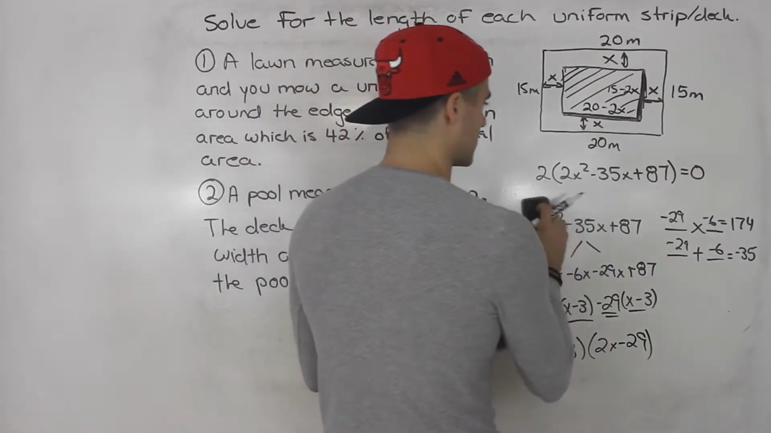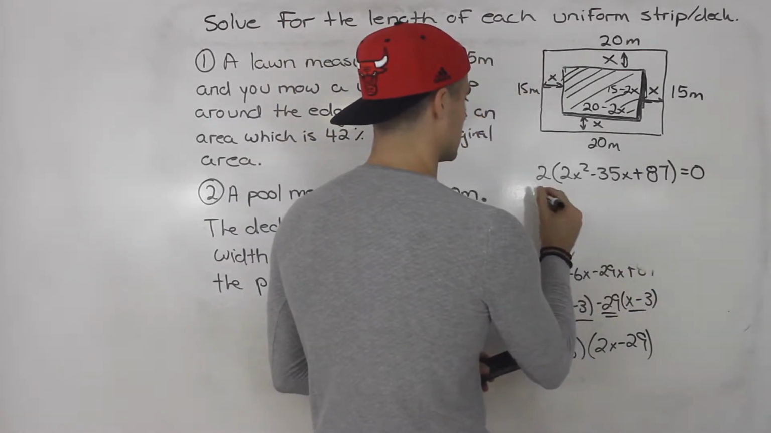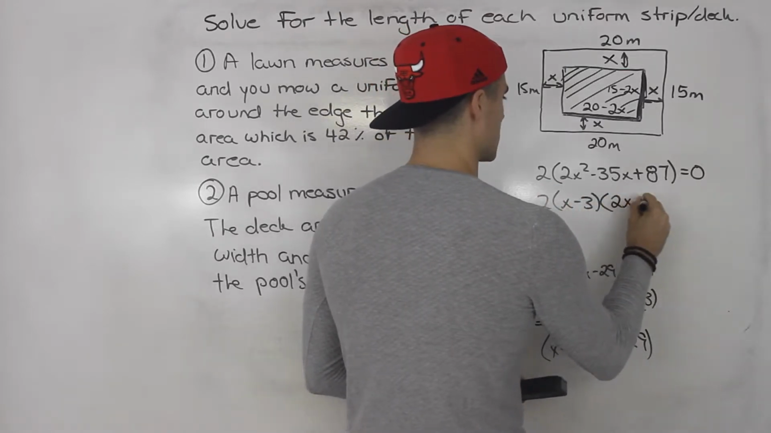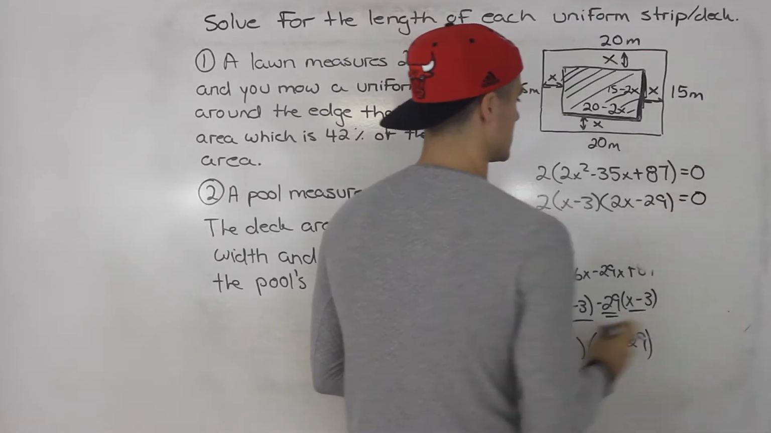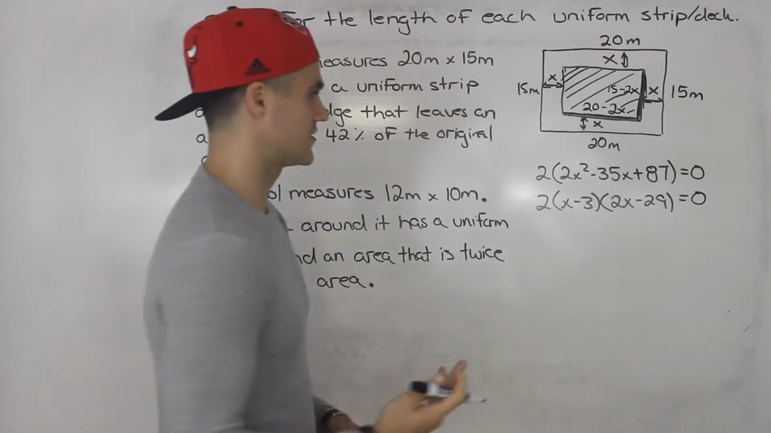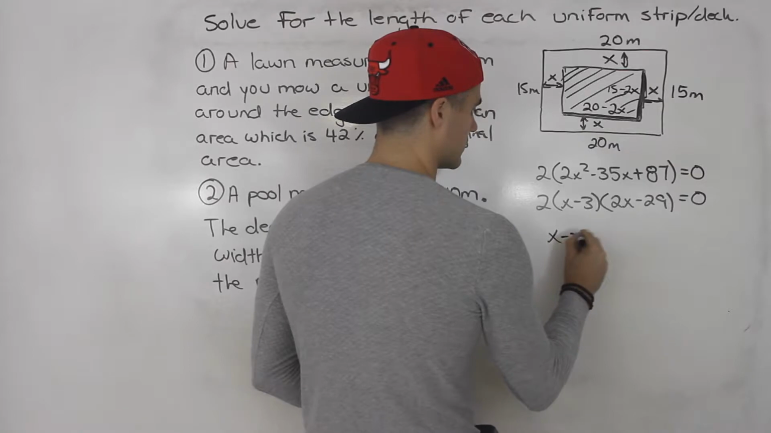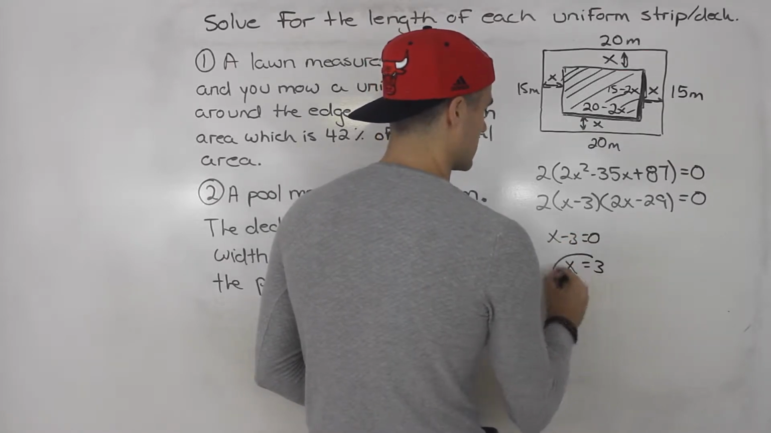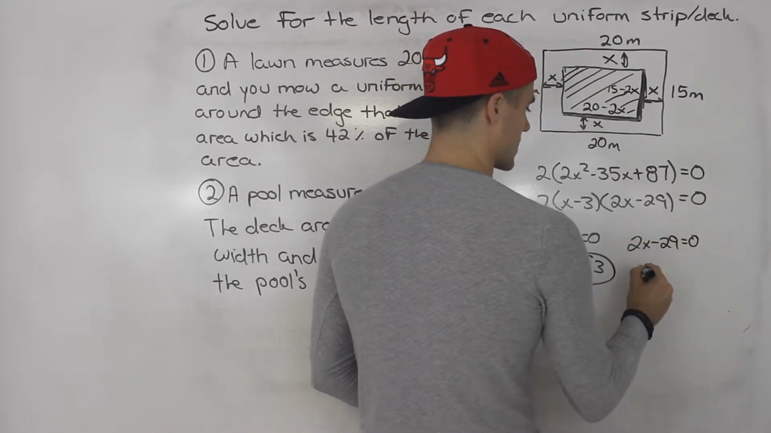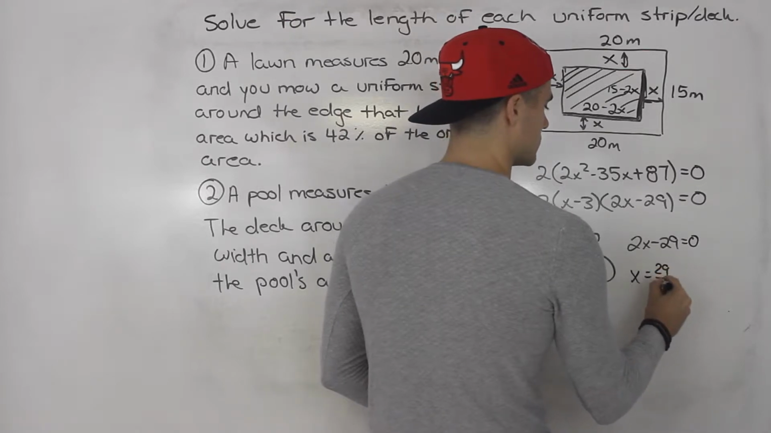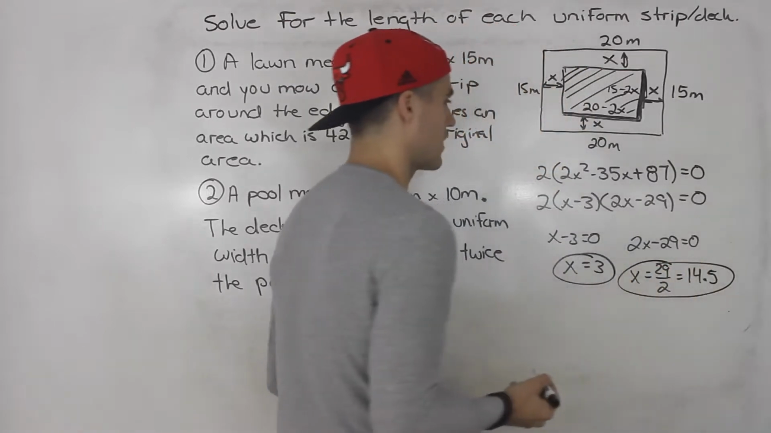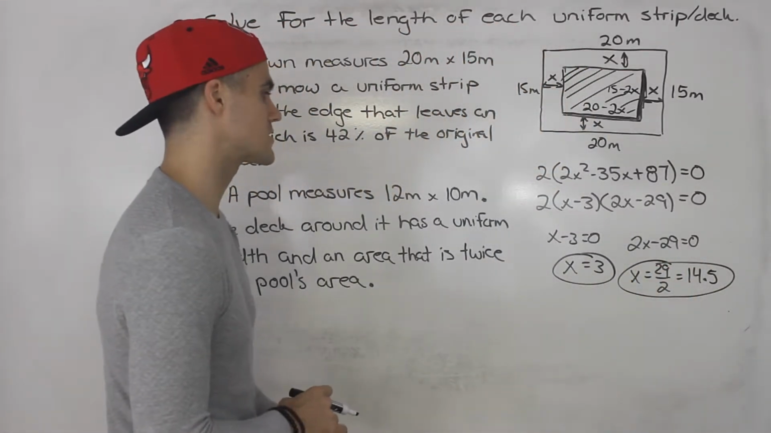Right? So taking this, rewriting it up here, basically 2x minus 3, 2x minus 29, and that has to equal 0. And then from here, easy to solve for x. So x minus 3 equals 0, so x can be 3, or 2x minus 29 equals 0. So that would be, x would be 29 over 2, which would be 14.5. So x equals 14.5 or x equals 3. Those are two possible solutions.